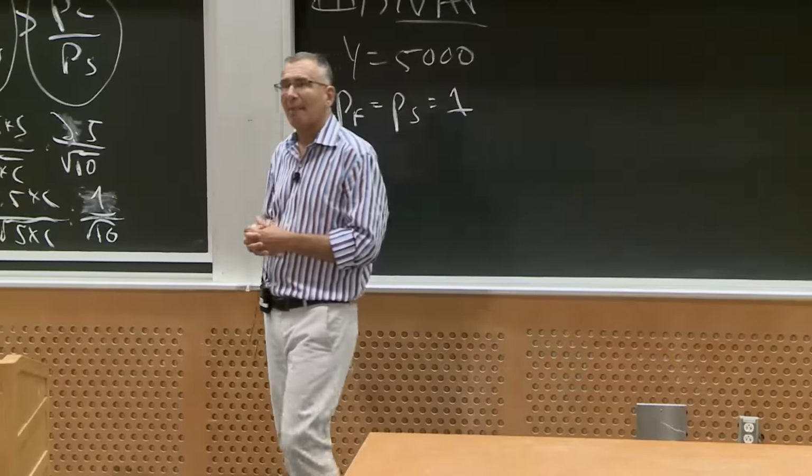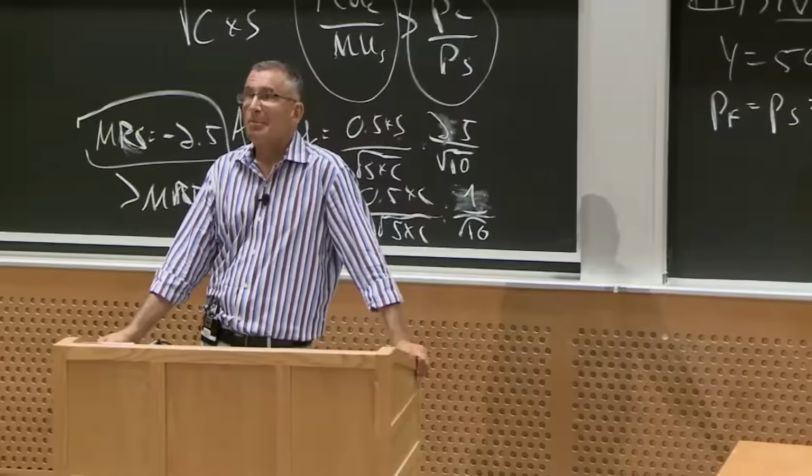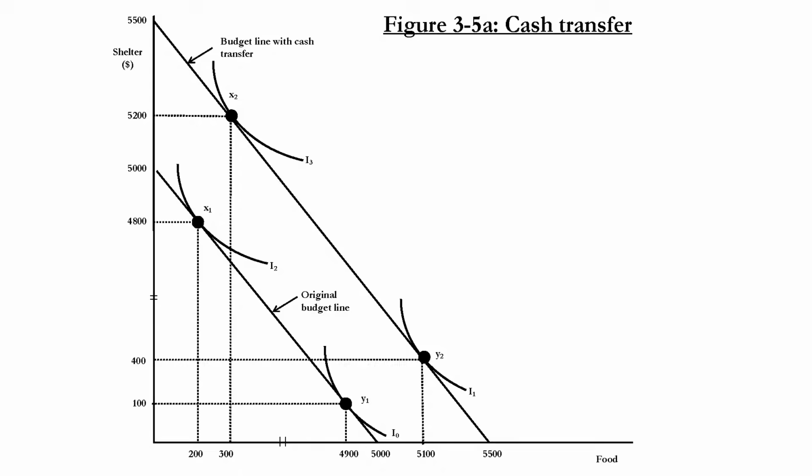Yeah? So they can spend it on something different from food or shelter? No, in other words, the point is, think about when we give them cash. This is confusing. When we give them cash, they say, great, give me $500 cash. I'm going to take my consumption of food from $4,900 to $5,100. I'm going to take my consumption of shelter from $100 to $400.